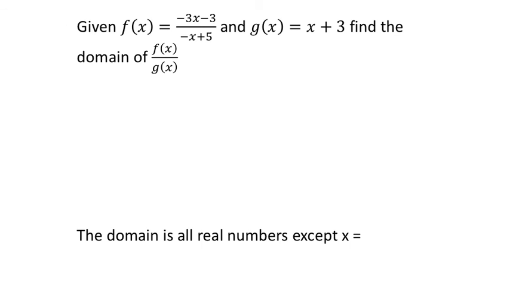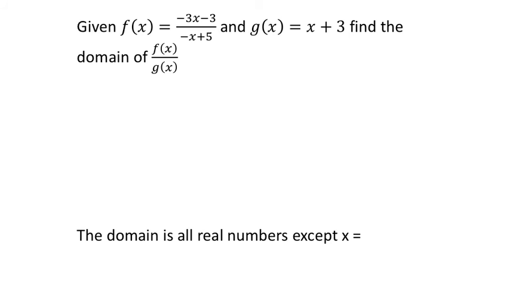All right, find the domain of f of x divided by g of x. So it tells us down here the domain is all real numbers except, so we're just going to find the numbers that do not work, which is going to mean that any of the denominators cannot be 0, which includes f of x. Even though f of x is the full numerator of the full fraction, we still can't have a denominator in any case be a 0.